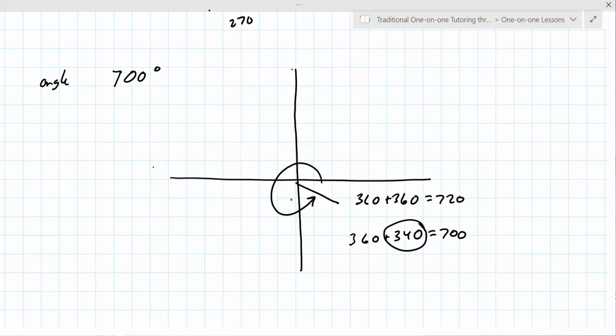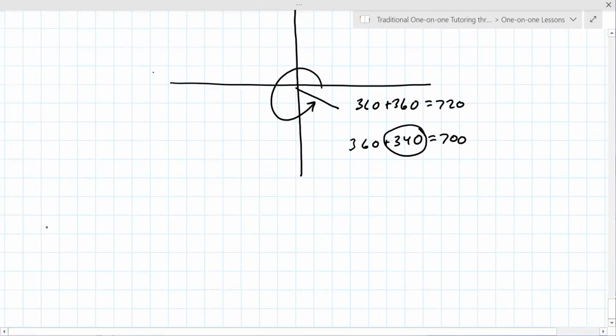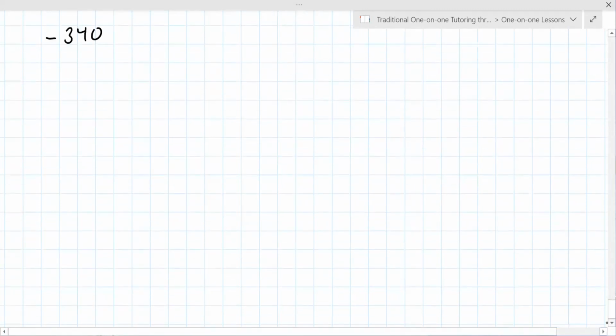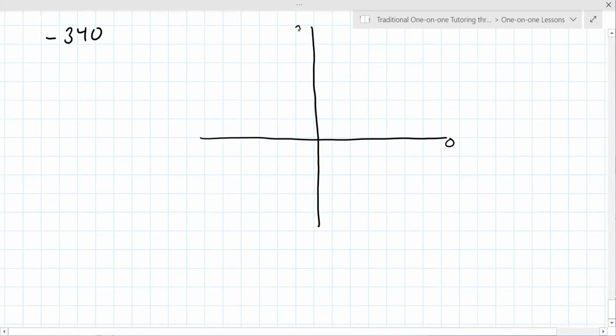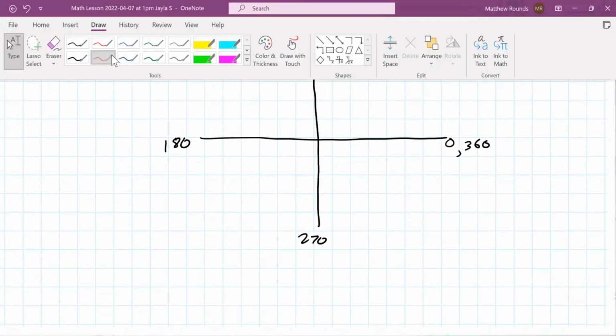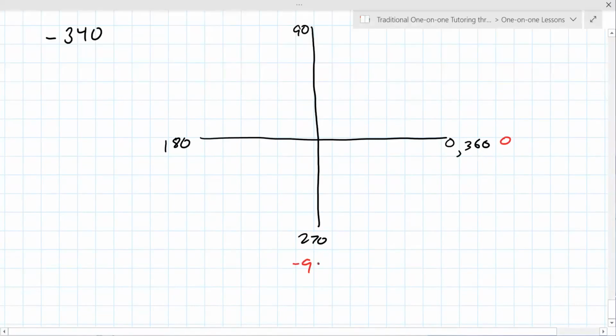To the next question. The next one is negative 340. What's challenging about this one is negative means you're going in the opposite direction. So normally it's 0, 90, 180, 270, 360. But when you're going negative, and I'll do that in red here, you start here. This is negative 90. This is negative 180.